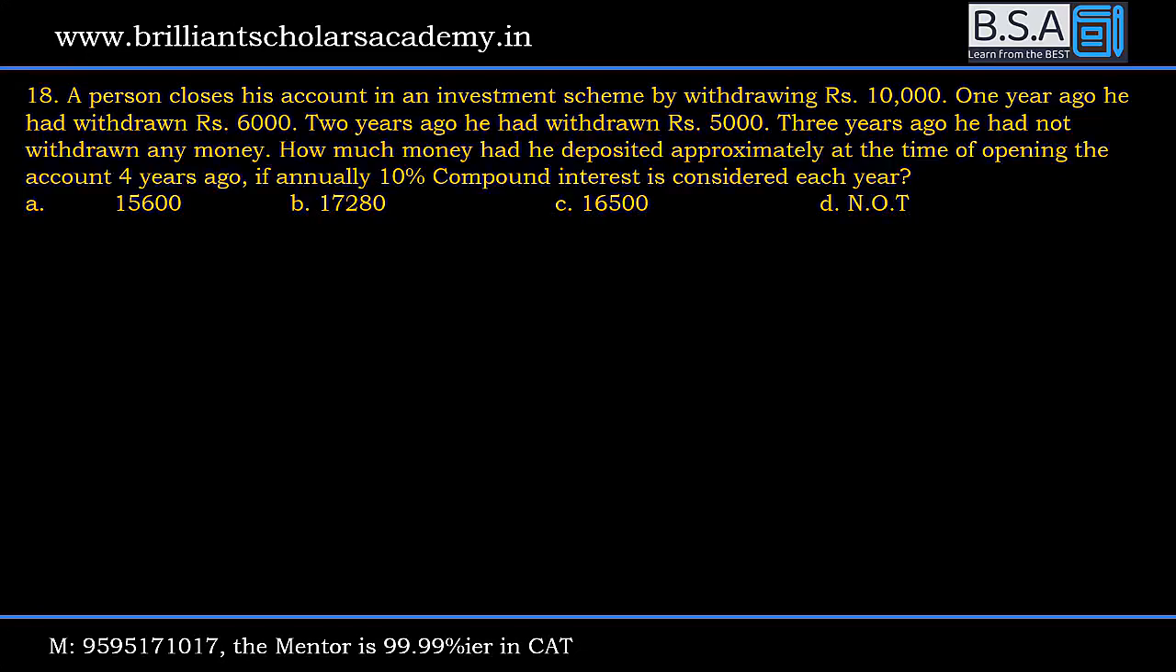A person closes his account in an investment scheme by withdrawing rupees 10,000. 1 year ago, he had withdrawn 6,000. 2 years ago, he had withdrawn 5,000. 3 years ago, he had not withdrawn any money. How much money had he deposited approximately at the time of opening the account 4 years ago, if annually 10% compound interest is considered each year?